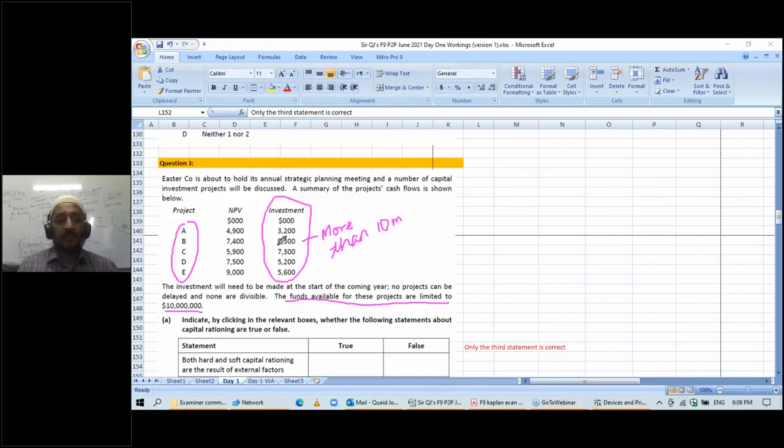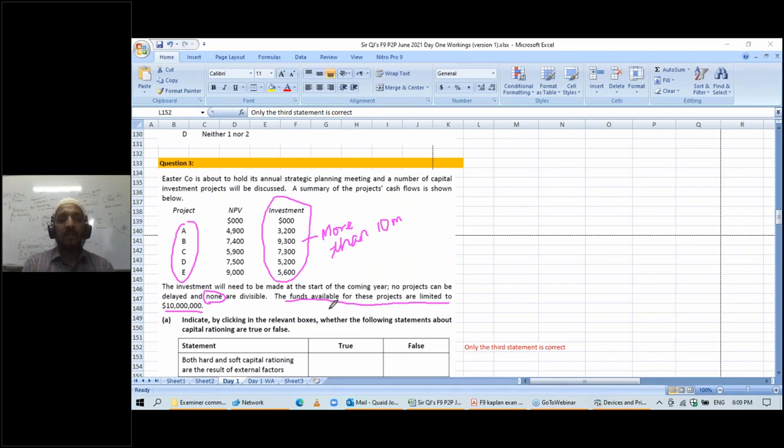So for this purpose, in order to select projects, first check one thing. None of these projects are divisible. Divisible means you cannot purchase a piece of it. You cannot purchase 20% or 50% or 70% of it. You have to either purchase the whole or leave it. So the projects are indivisible. You cannot purchase portions of it or a few percentages of the total investment.